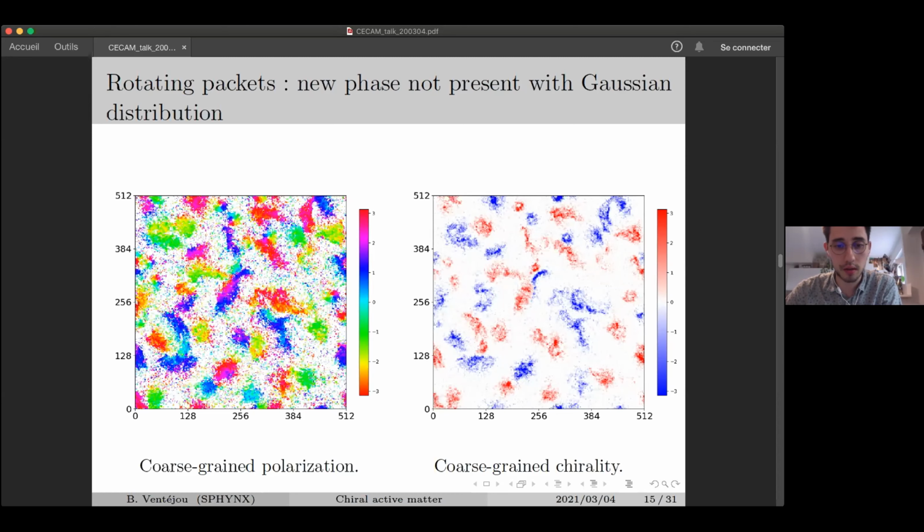And now the question is, how does the polarization evolve in time? If we look at the time series of the polarization inside one packet, we can see that the trajectory of one packet will be a cycle. So it means that the packets are rotating in time, and that's why we call this phase rotating packet. So we have seen that there is still a segregation between particles with positive and negative chirality. We get the vortices phase, but for the bimodal distribution, we get one new phase.